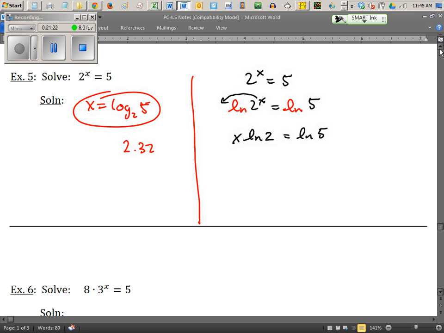And now I can solve it by division. So x is ln 5 over ln 2. Same thing as log base 2 of 5. Still 2.32. Okay, then the third method would be, some people look at it this way.